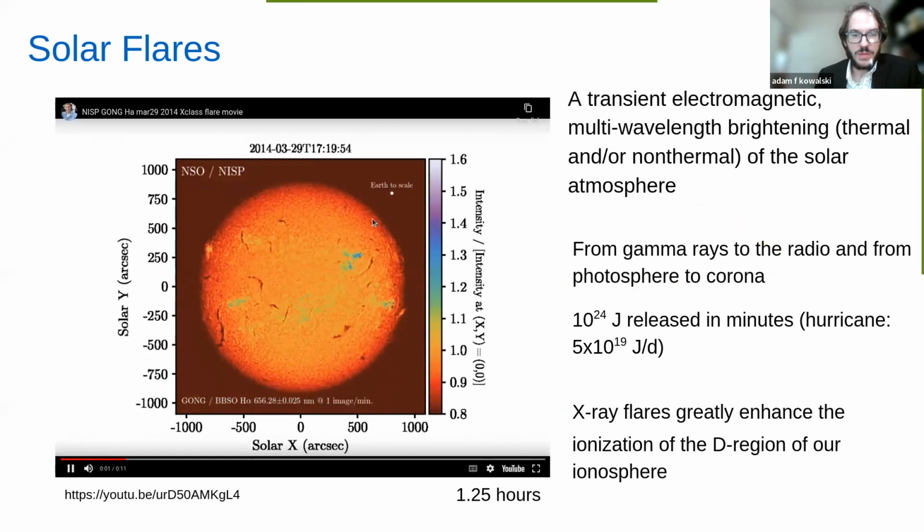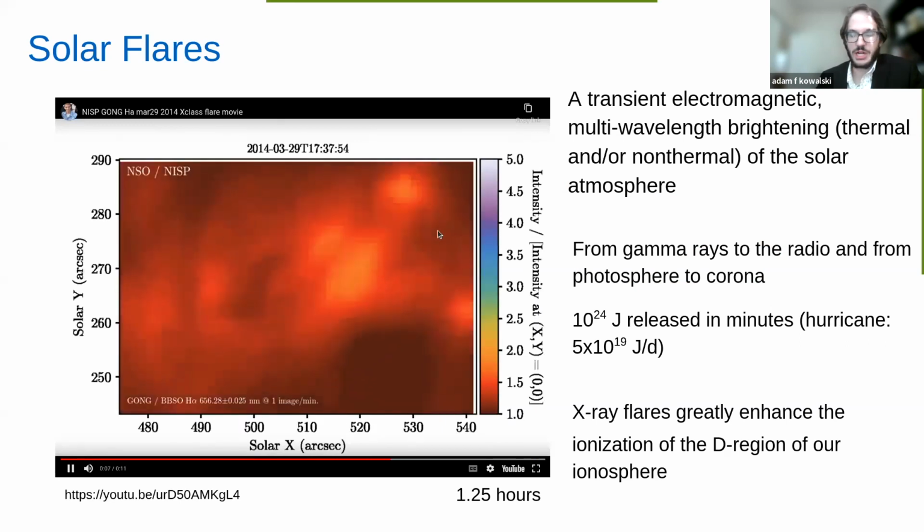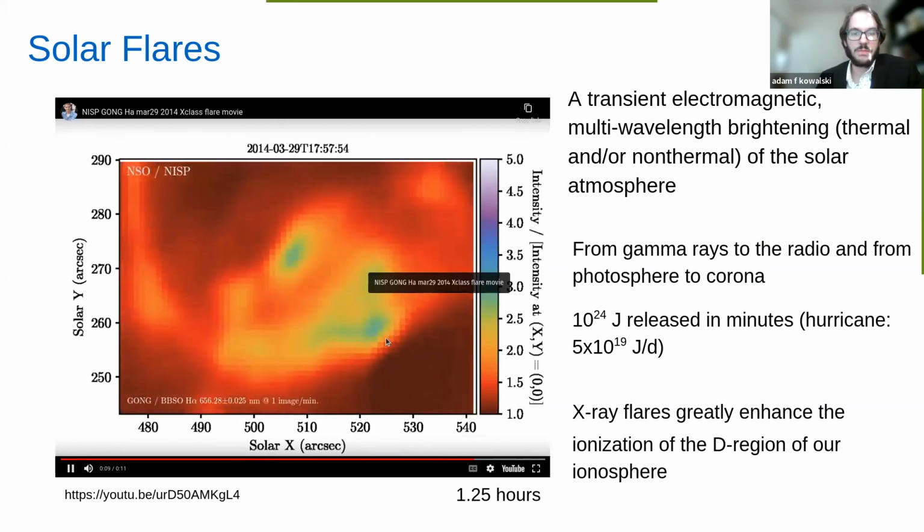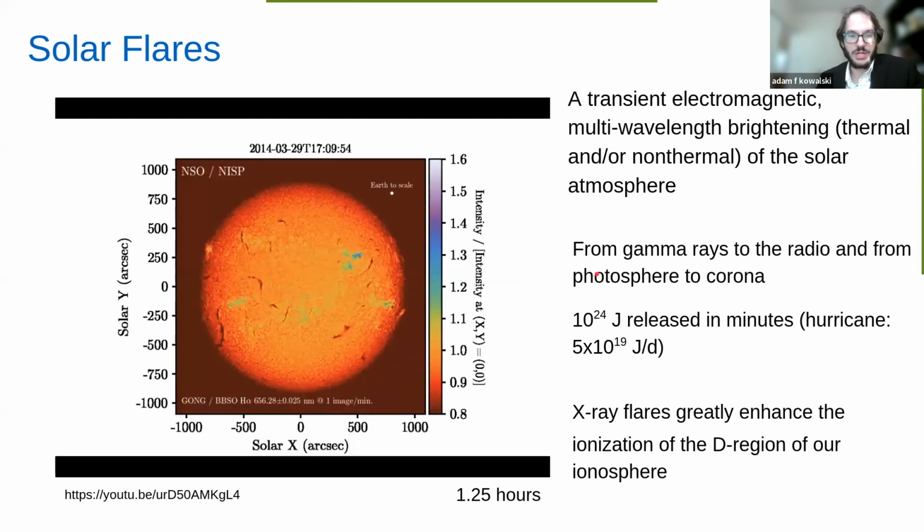You might even be able to see a blast wave that emanates from the flare, which affects a large fraction of the solar disk. I'll let it play one more time so maybe you can catch it. It is right there. So it goes up that way. It's called the Morton wave.